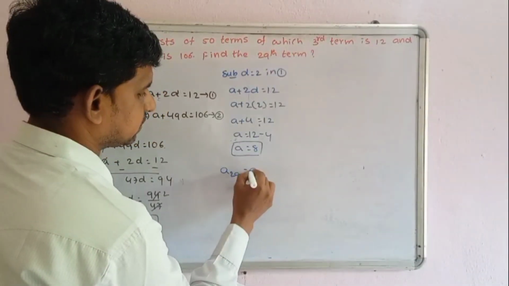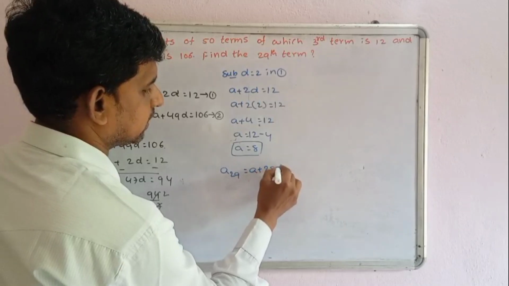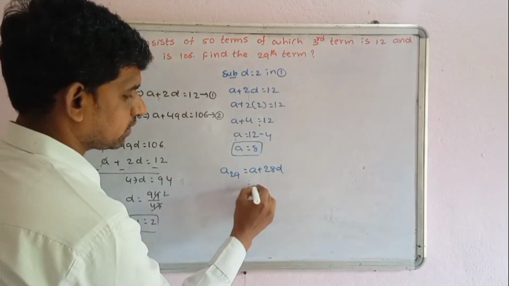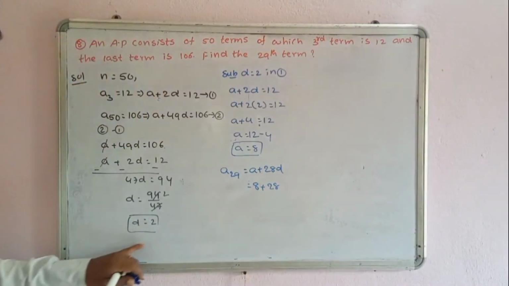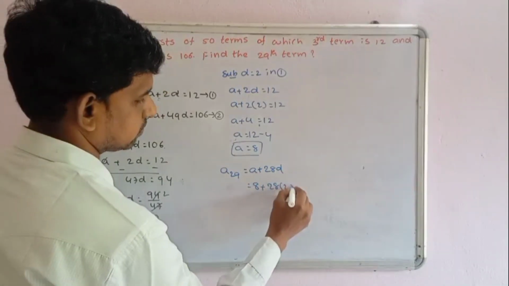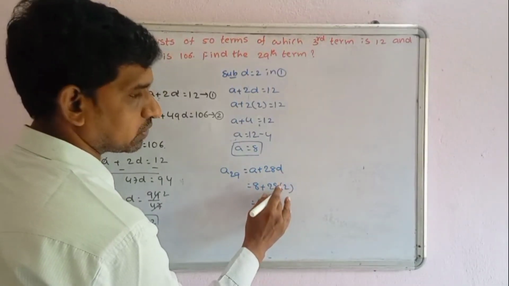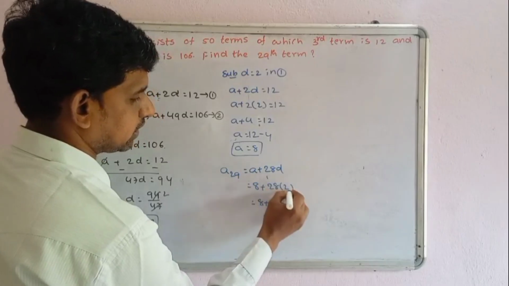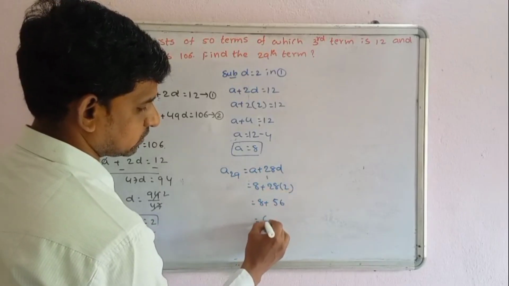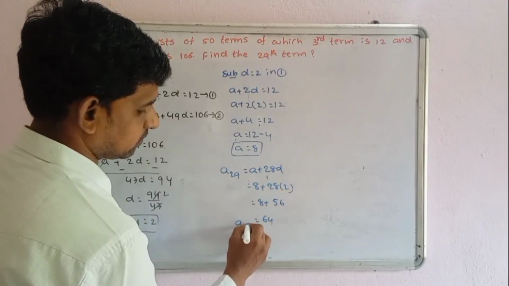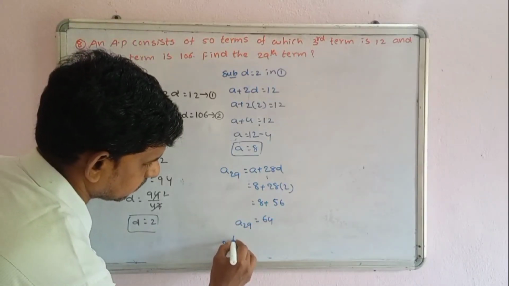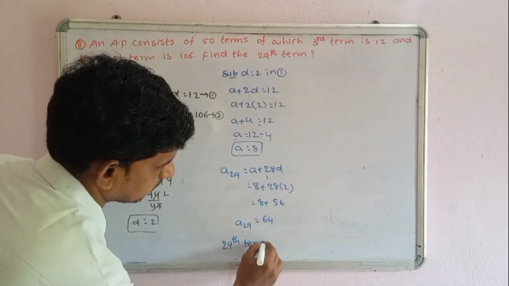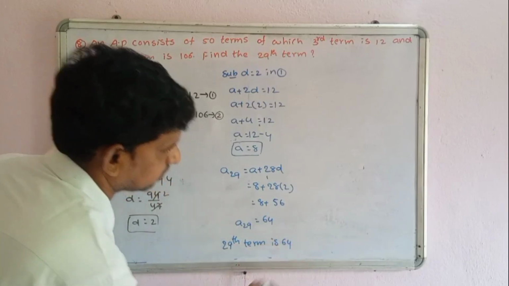Now we will find the value of the 29th term. A29 equals A plus 28D. A value is 8 plus 28, D value 2. So 8 plus 28 2s are 8 plus 56, which is 64. So A29 equals 64. Therefore, the 29th term is 64.